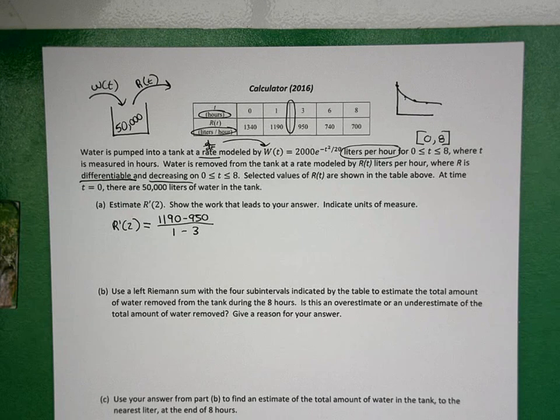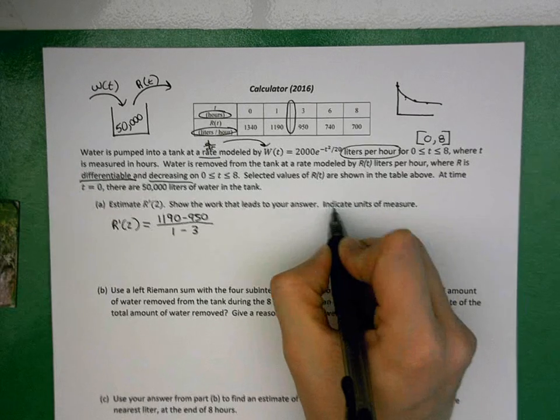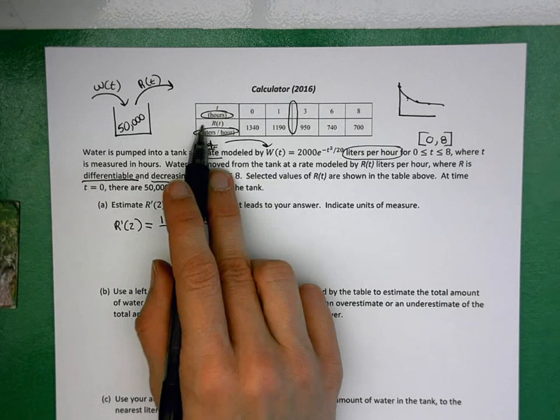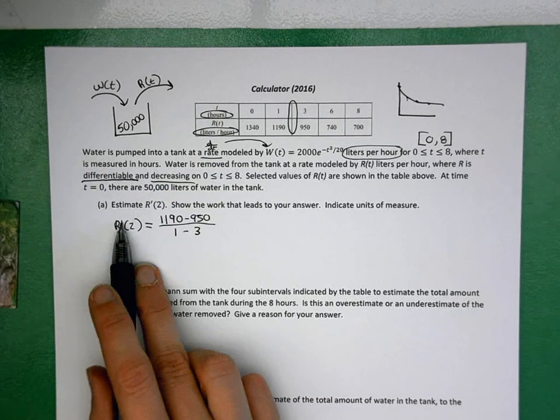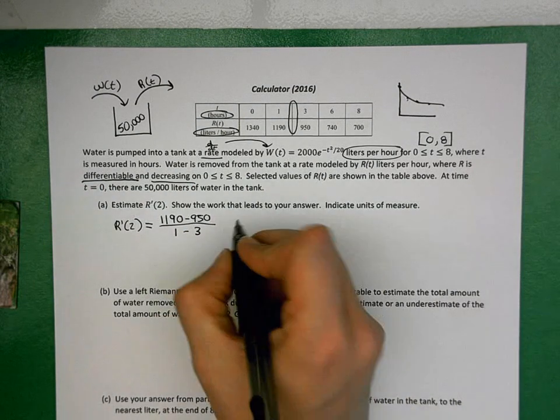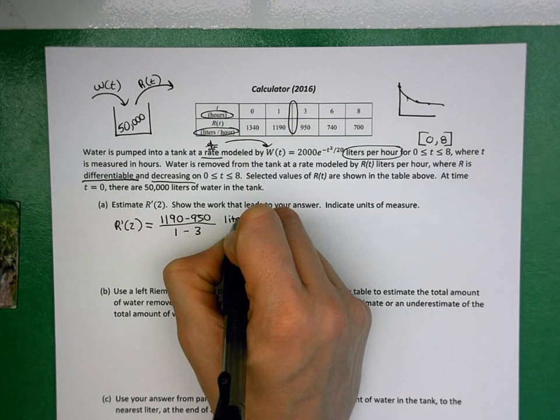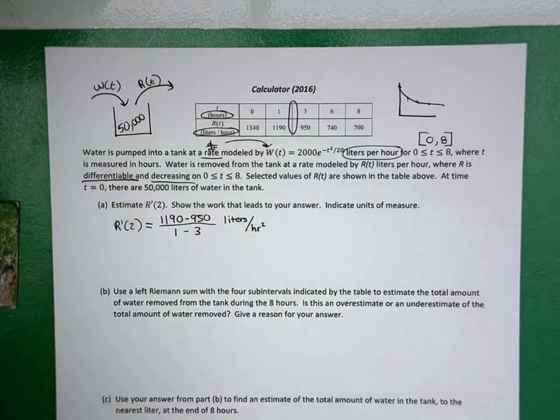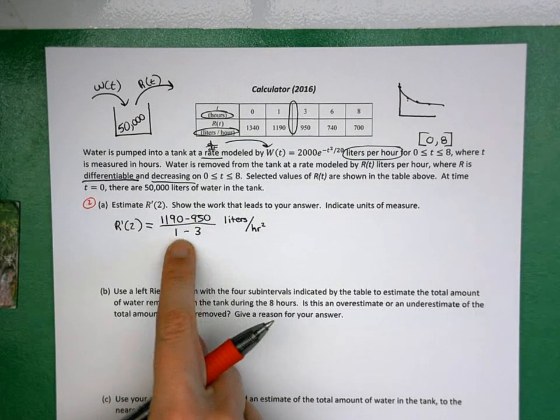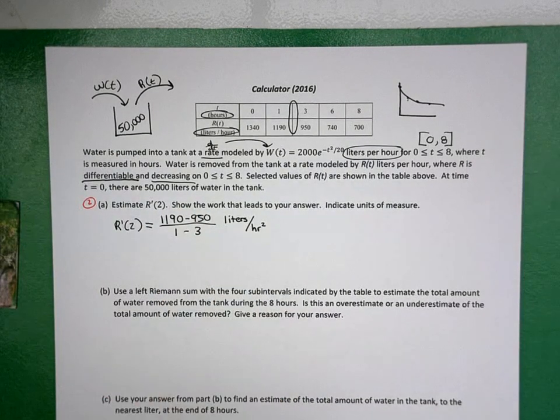But if you did take the time to plug that into your calculator, you would get an answer of negative 120. Okay? And then indicating units of measure, in this case, my R was liters per hour, so R is kind of like velocity here. R prime then would be the derivative of velocity, or acceleration, and so my units here would be liters per hour squared. This problem was worth 2 points, 1 for the answer, 1 for the units. If you got the answer wrong but had appropriate units, you still got the units point.